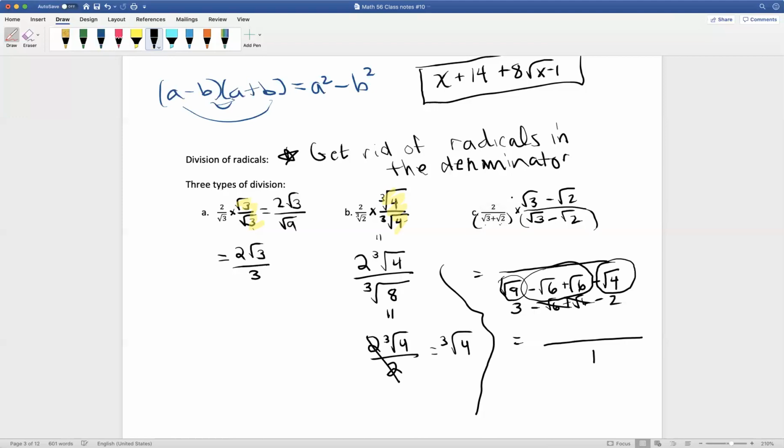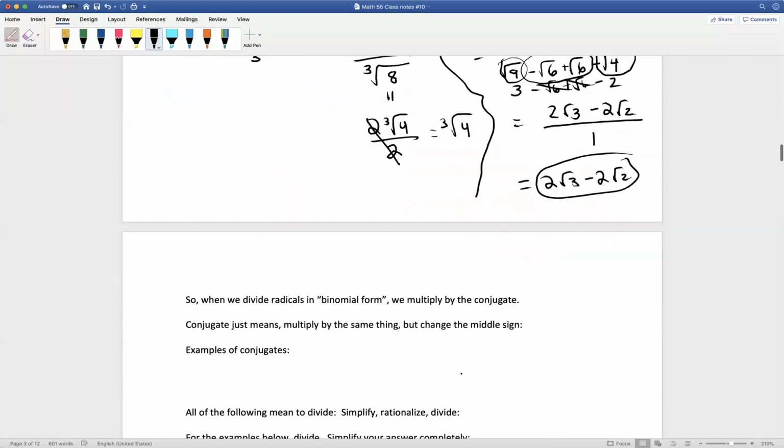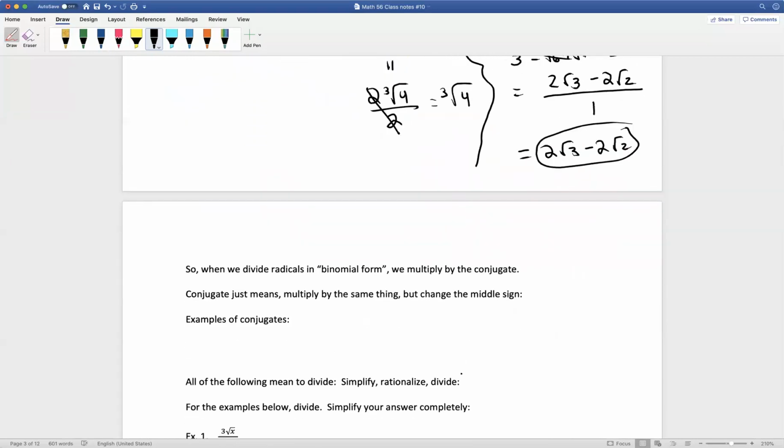Now, we're not done with this guy, because this was a binomial times a binomial, but now we have a monomial times a binomial. So we have to distribute this 2 into the square root of 3. We have to distribute the 2 into minus square root of 2. And if you divide anything by 1, it's just going to stay the same. So this is our answer simplified completely. 2 divided by the square root of 3 plus the square root of 2 is the same thing as saying 2 square root of 3 minus 2 square root of 2, but it doesn't have any radicals in the denominator, so it's simplified completely. So again, when we divide radicals in binomial form, we multiply by the conjugate.